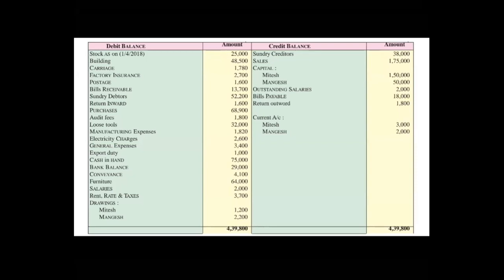information is given. Now whenever you see your trial balance, you should get to know whether the firm has adopted fixed capital method or fluctuating capital method. As I said, it's very easy. If in the trial balance current account is given, which means it's a fixed capital method, and you have to prepare current account.